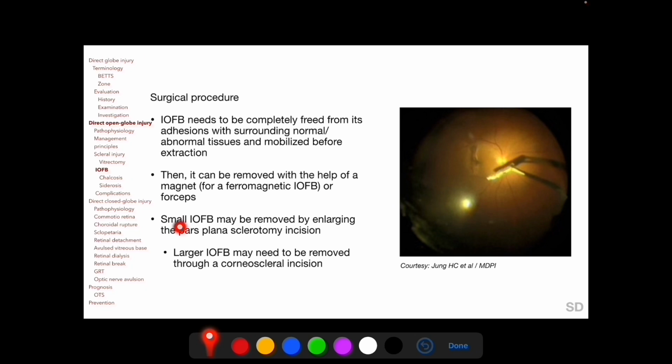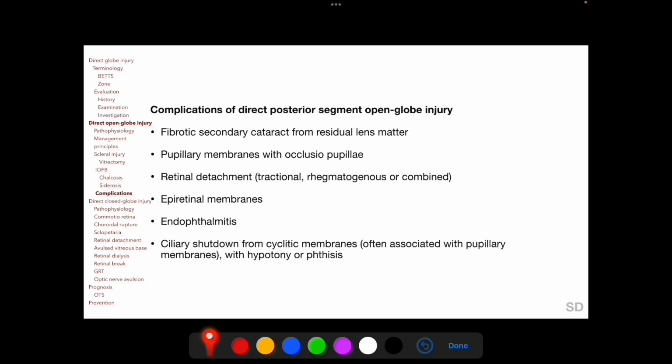Small intraocular foreign bodies may be removed by enlarging the pars plana sclerotomy incision made for introducing the vitreous cutter, but larger intraocular foreign bodies may need to be removed through a corneoscleral incision.